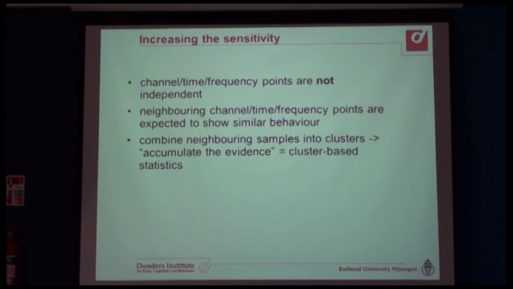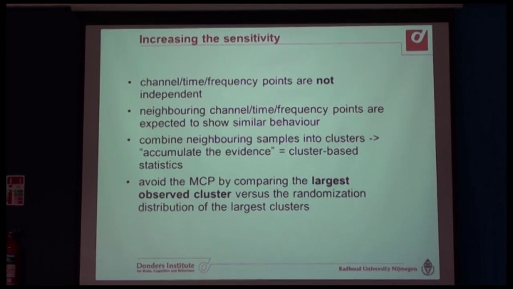And you can think of this as that we're accumulating evidence. If one channel is showing an effect, and a neighboring channel is also showing the same effect, well, then we consider that to give additional evidence that there's something going on in those channels, or on those brain locations after source analysis. And the same goes for the time and the frequency domain. We know that estimates in the frequency domain are spectrally smooth, that there is spectral leakage. So rather than saying each estimate is independent of each other, we say each estimate is not independent of each other. We expect structure.